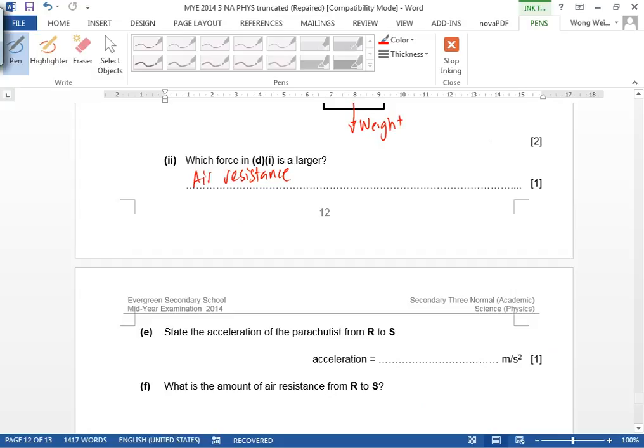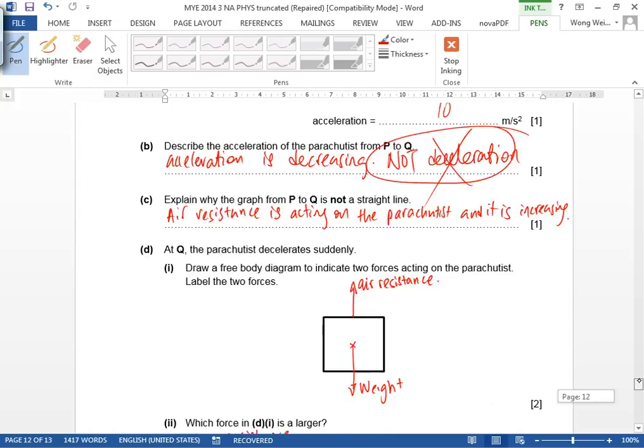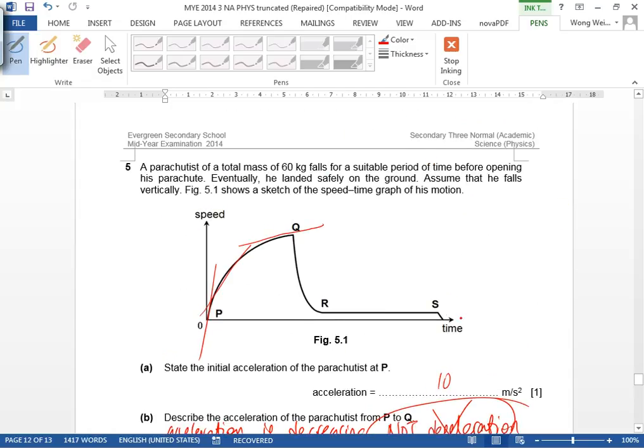Okay, last two questions. Part E. State the acceleration of the parachutist from R to S. Let's look at our diagram. From R to S, just by looking at the diagram, how can you describe it? Harif, how do you describe this region, R to S? Constant. Yes, it is constant. So it is a straight line and it is constant.